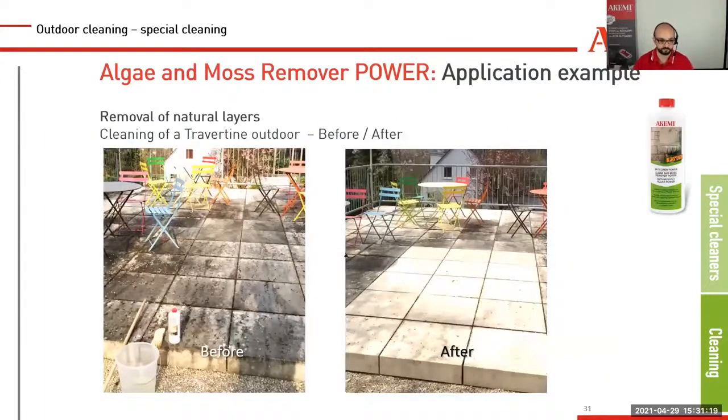And here you can see how the product works. Here you see a travertine outdoor terrace, completely full of natural layers, mildew, algae, moss. When you're dealing with moss, it's important to first remove the harder moss stains mechanically, with a spatula for example, and then apply the Argan Moss Remover Power in combination with a brush, as you see here. After applying it for approximately 15 to 20 minutes and rinsing it with water, you get this beautiful color of the natural stone again.